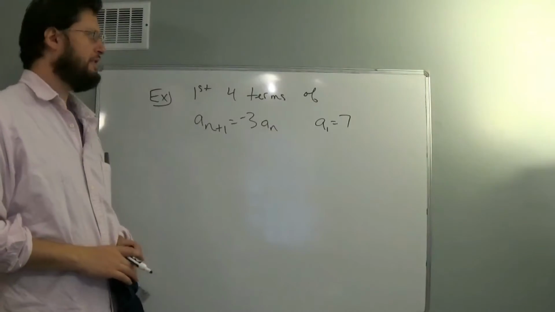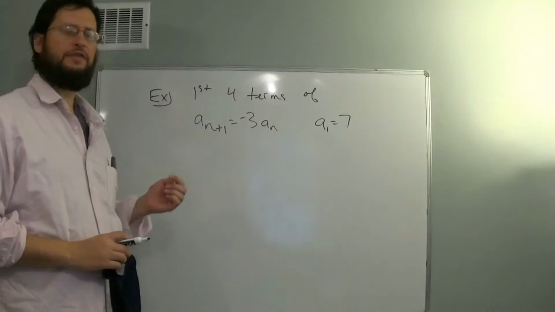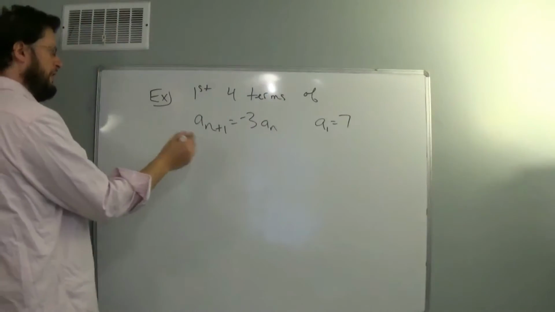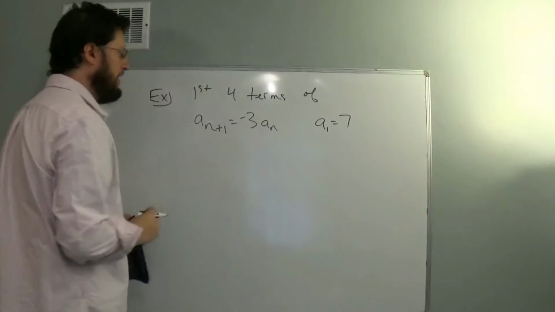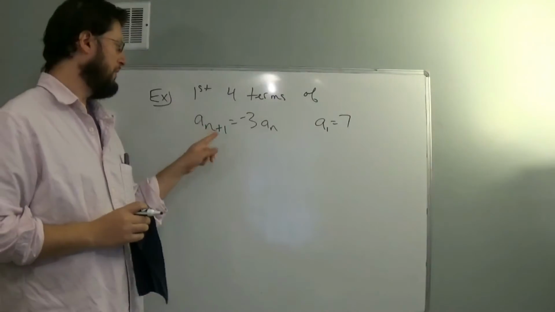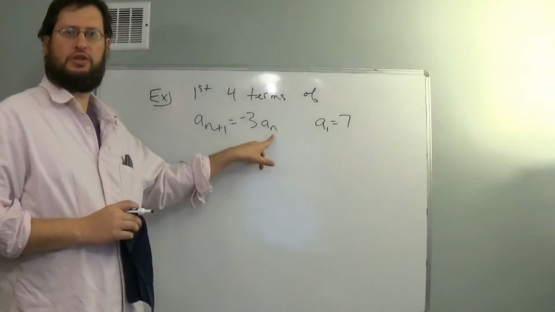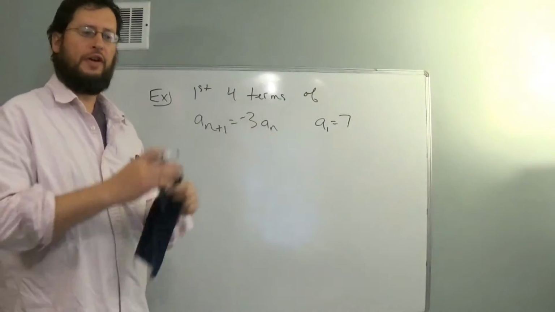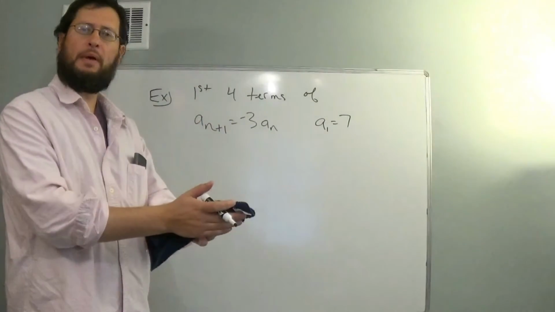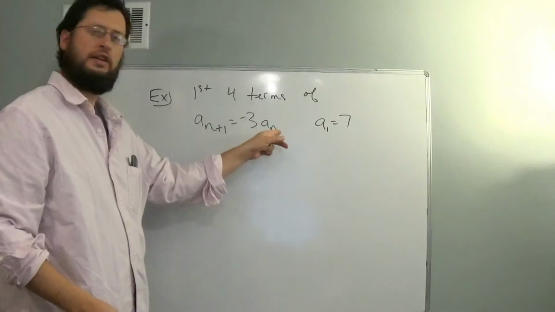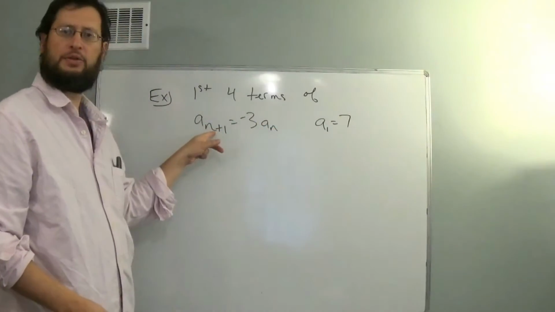This question asks us to find the first four terms of the given sequence. The sequence is defined a little bit differently than in the past. What we see here is a formula for the n plus first term if we know the nth term. So in other words, if I know the term that I'm at, this tells me how to get to the next one. So if I know a_n, then I can figure out what a_(n+1) is.